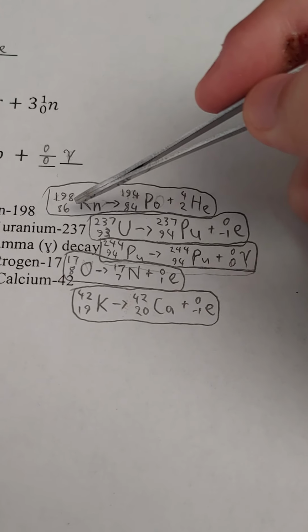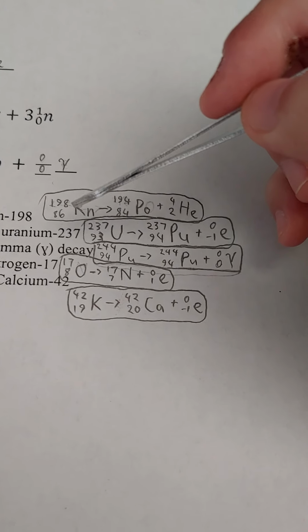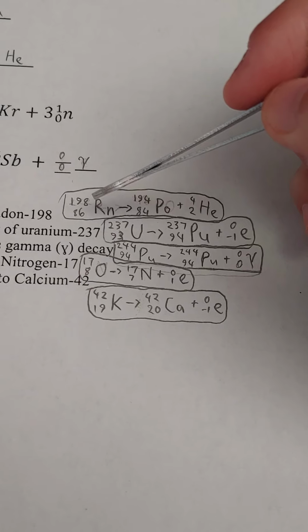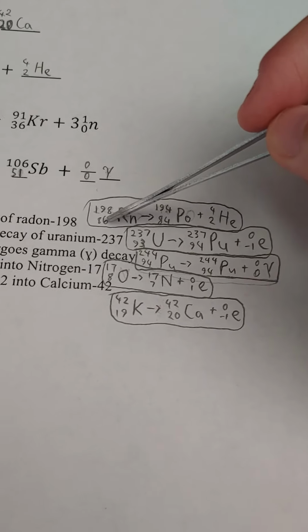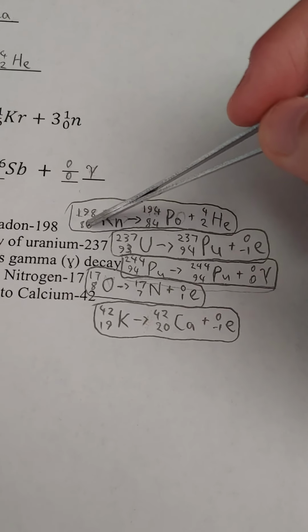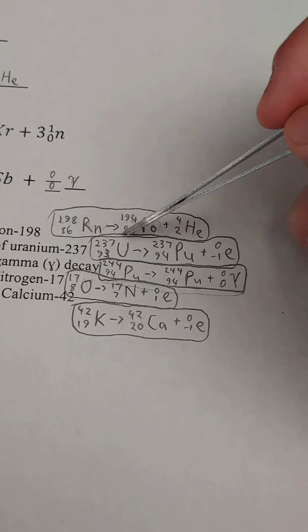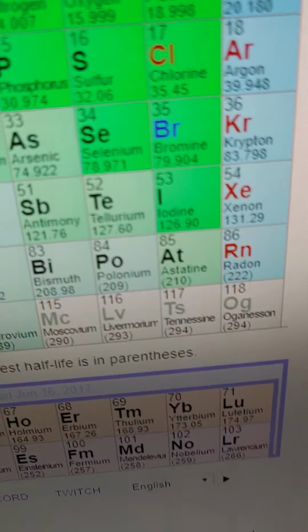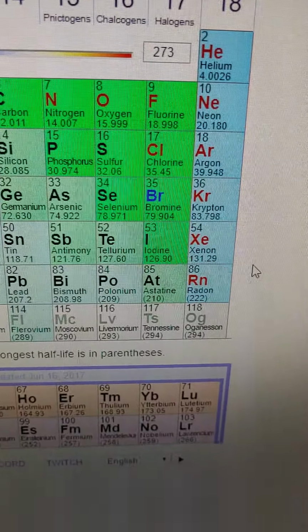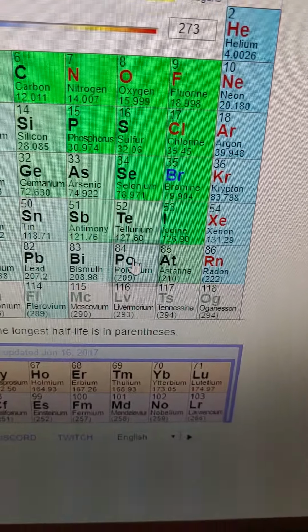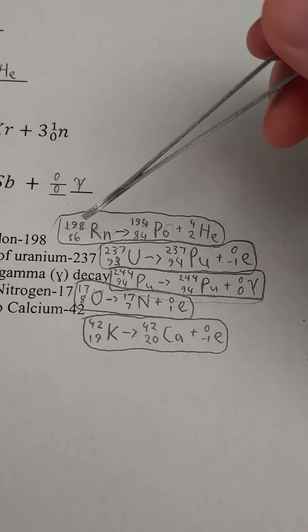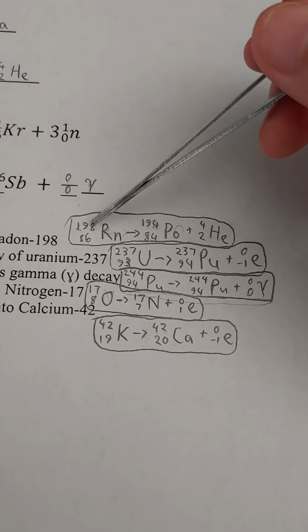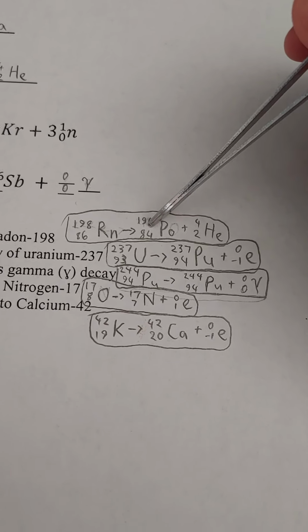As we mentioned earlier, in alpha decay, the number of neutrons is reduced by 2, and the number of protons is also reduced by 2. So 86 is reduced to 84, which is polonium, and since the atomic mass is reduced, 198 is reduced by 4 to 194.